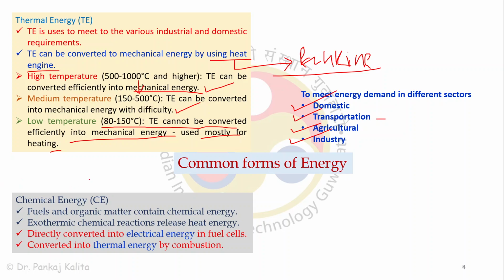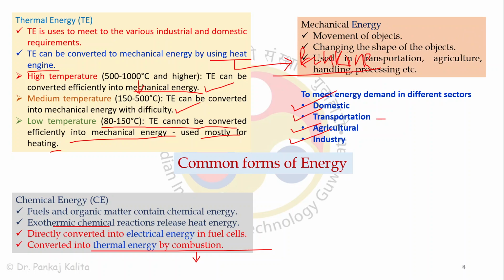Now we have chemical energy. Chemical energy is something that is stored in the elements of matter. Fuels or organic matter contain chemical energy, like gasoline, petrol. They have some inherent energy in them. An exothermic chemical reaction releases energy. We have two types of reaction, endothermic and exothermic. An exothermic reaction releases energy; for an endothermic reaction, you need to give energy. Chemical energy can be converted into electricity through fuel cells or batteries. Batteries convert chemical energy to electricity, and it can be converted to thermal energy by combustion, like we combust petrol and diesel to run vehicles.